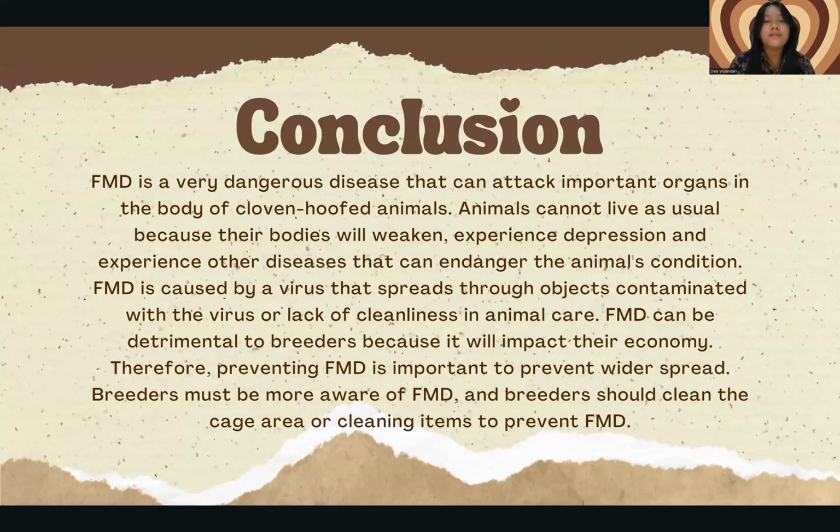So the conclusion is that FMD is a very dangerous disease that can attack important organs in the body of cloven hoof animals, especially ruminants. Animals cannot live as usual because their bodies will be weak, experience depression, and experience other diseases that can endanger the animal's condition. FMD is caused by a virus that spreads through objects contaminated with the virus or lack of cleanliness in animal care. FMD can be detrimental to breeders because it will impact their economy.